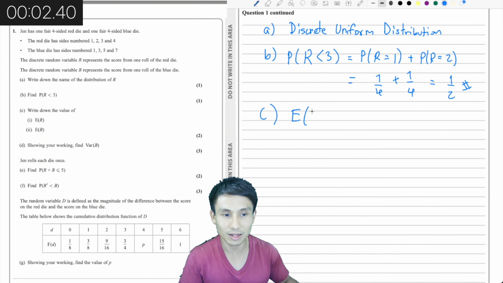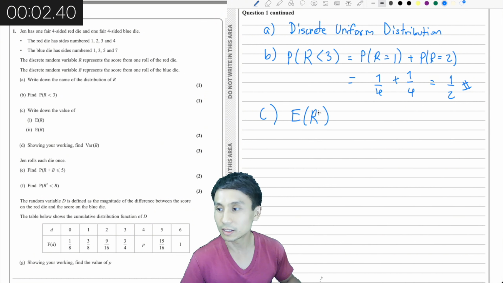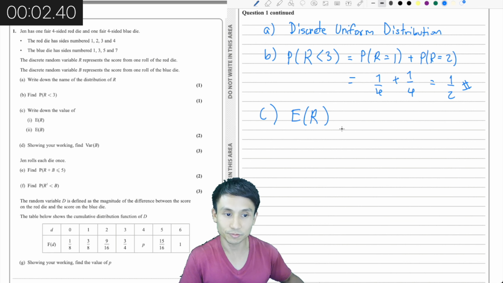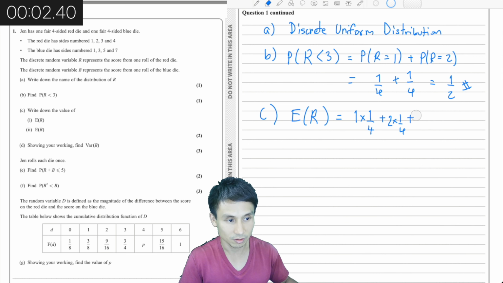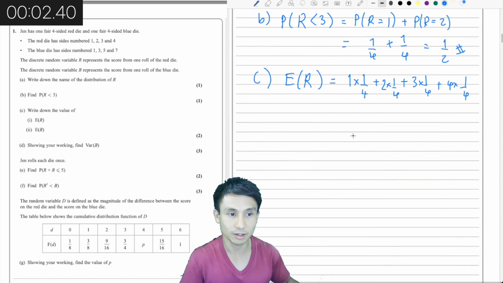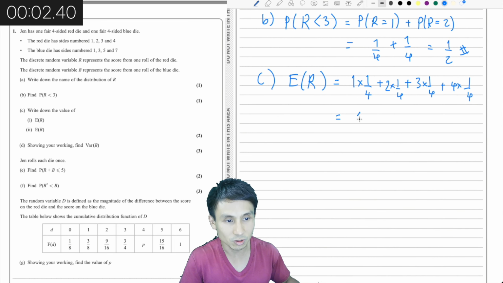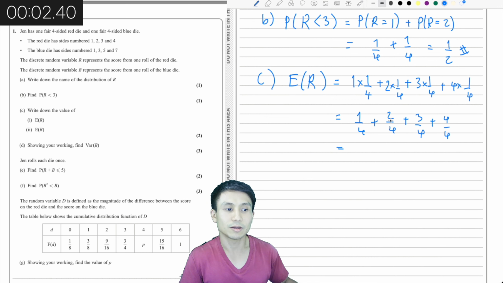C, write down the value of E(R). So expected value of red. Okay. Well, we can do 1 times 1 over 4, the red one, yeah, plus 2 times 1 over 4 plus 3 times 1 over 4 plus 4 times 1 over 4. Yeah, that's the expected value. So that's 1 over 4 plus 2 over 4 plus 3 over 4 plus 4 over 4. And that's 3, 6, 10 over 4, which is 2.5, right?